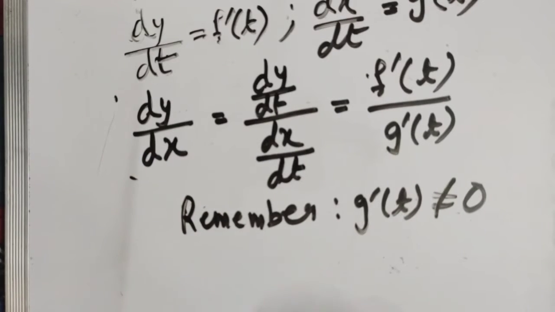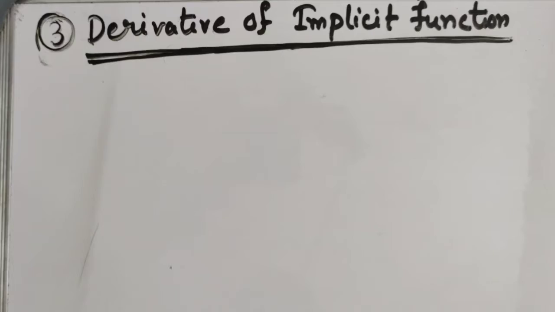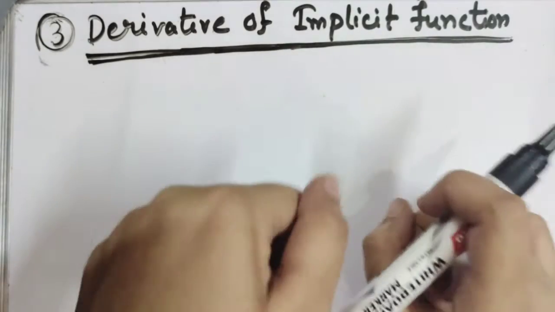Okay, so that is the derivative of parametric function. Now our third system is derivative of implicit function. Now what is implicit function?